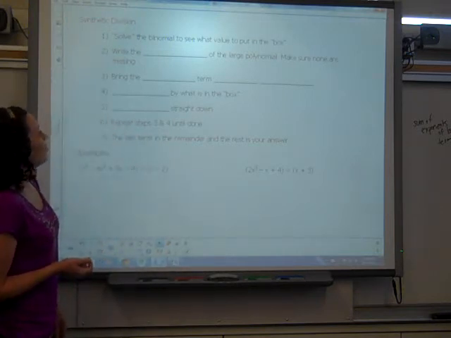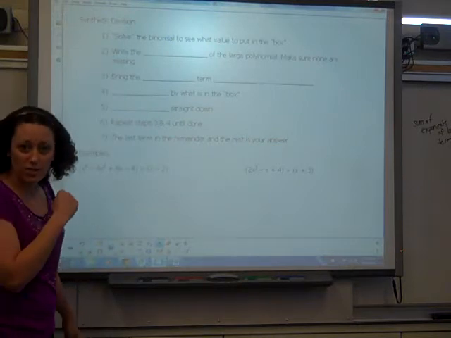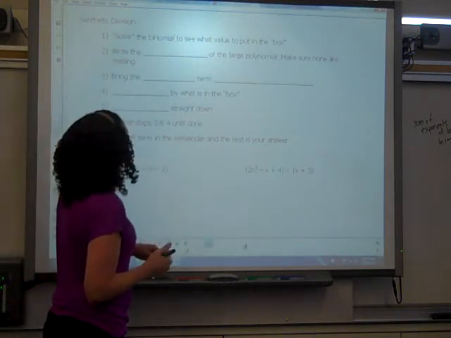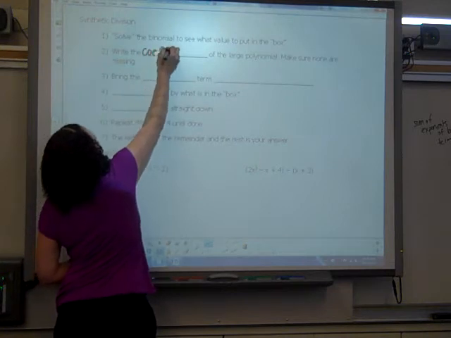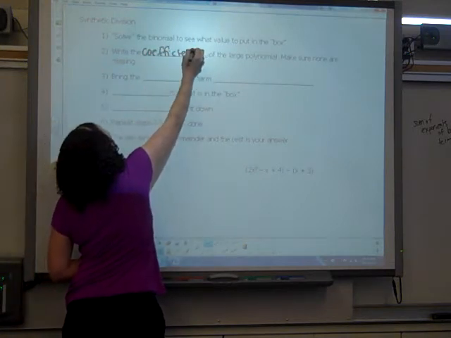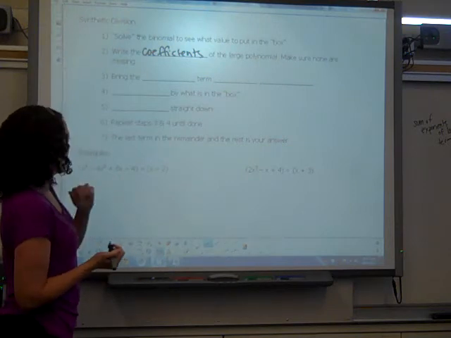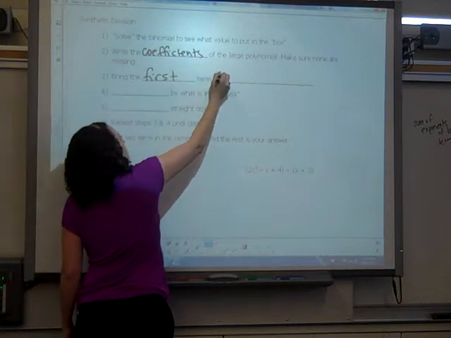So to do synthetic division, solve the binomial to see what value goes in the box. By the way, go with me. I'll show you the examples in a second. Write the coefficients of the large polynomial. Make sure none are missing. I'll explain that too. Bring the first term straight down.